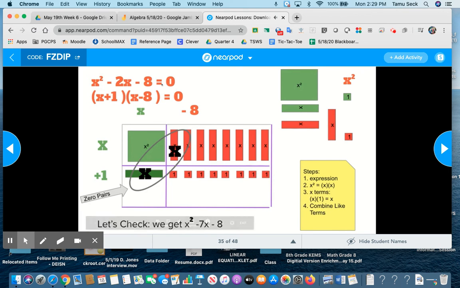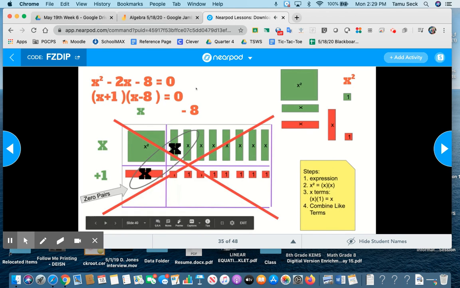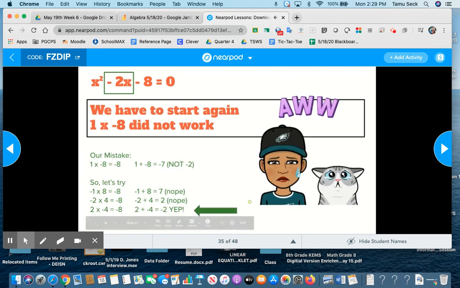And we're matching to the original problem, which means this is not going to work because it doesn't match the original problem. The original problem is x squared minus 2x minus 8. It is not x squared minus 7x minus 8. So we had to start again.